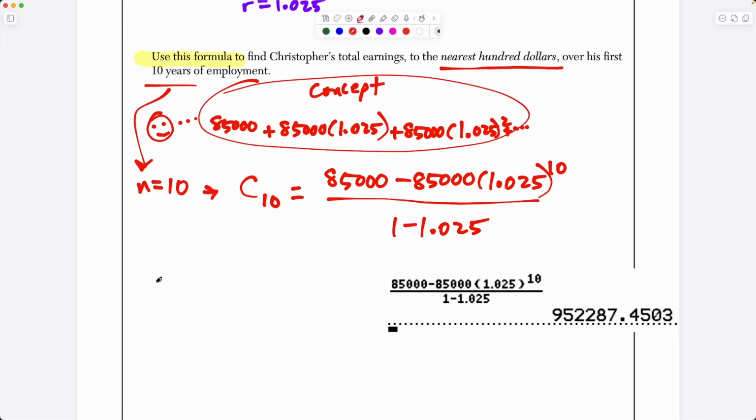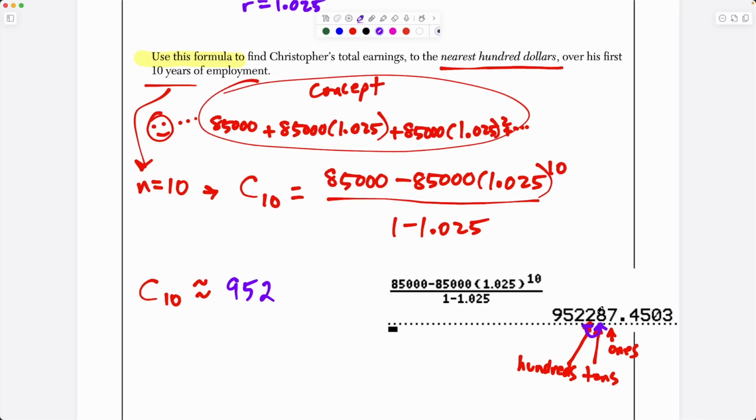So now we're going to write our answer out. We could say C sub 10 is roughly equal to, and we're finding his total earnings. Here, they told us to round to the nearest $100. So I just want to point out that here we have the ones place, then next the tens, and after this, the hundreds. So when we're rounding to the nearest hundred, we go to the hundreds place, where we have a 2. To the right is an 8, so we're going to round up.